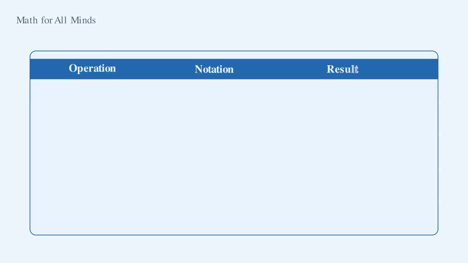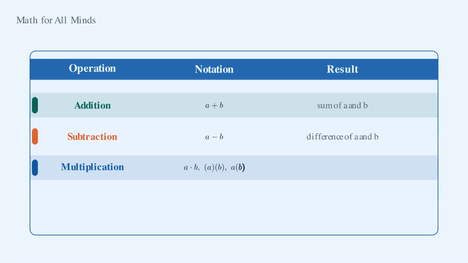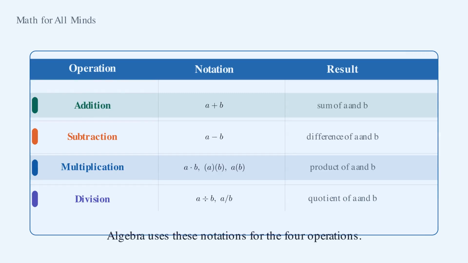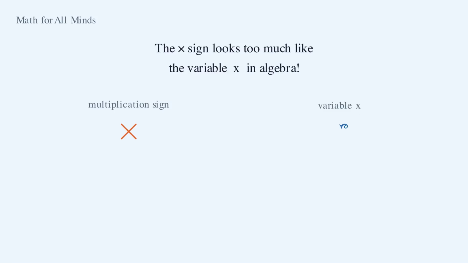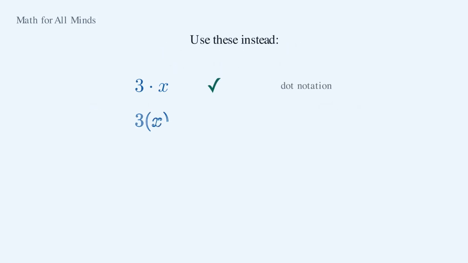Now we need symbols to do things with these letters. You already know the 4 basic operations from arithmetic. Let's see how algebra writes them. Notice one thing missing, the cross symbol for multiplication. In algebra we avoid it because once we start using the letter X, the cross times sign is too easy to mistake for it. So instead, we use a dot or parentheses.